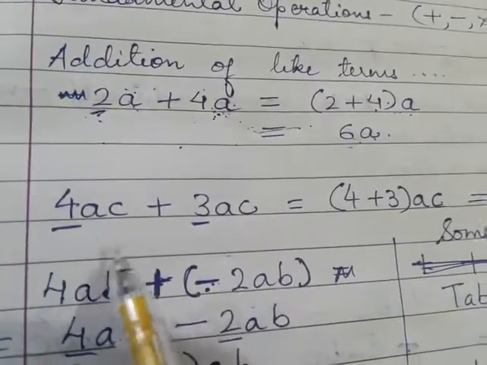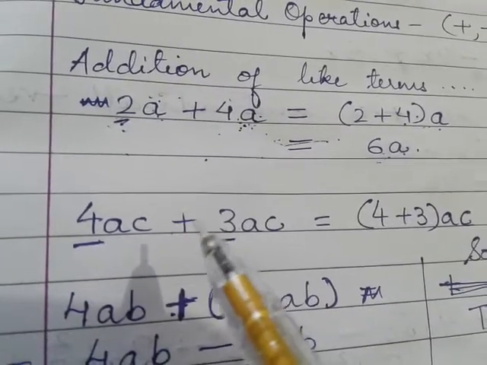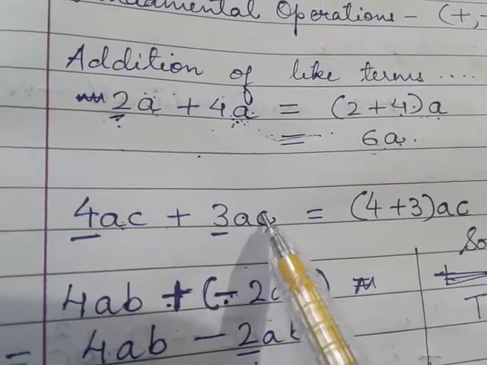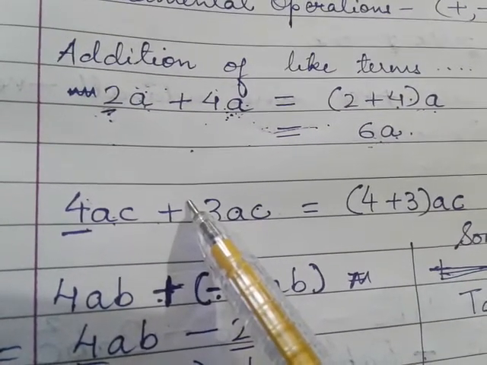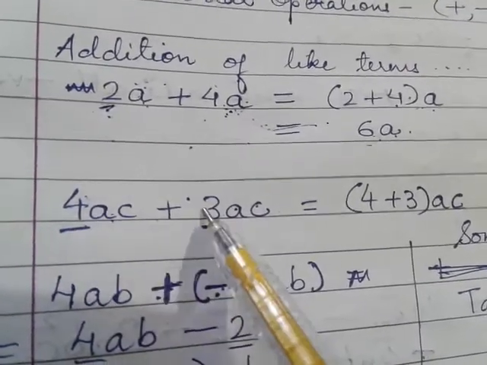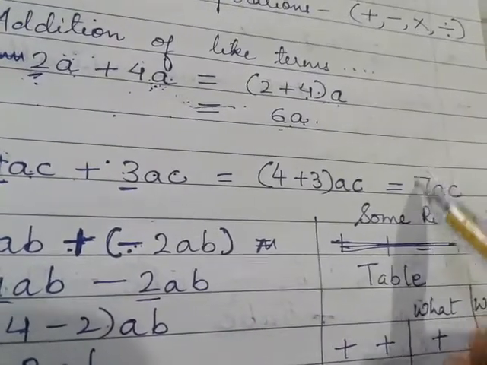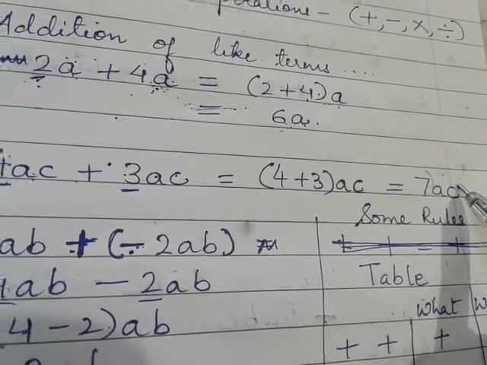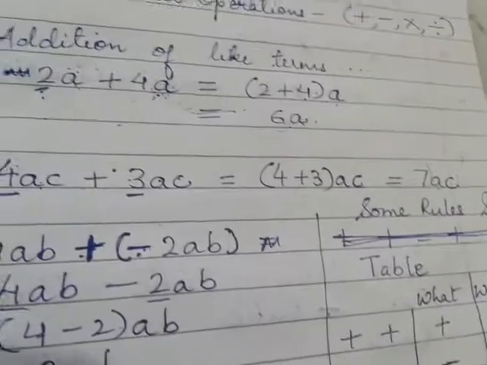Similarly, in the next example, you can see 4ac and 3ac. Check whether they are like terms or not. ac, yes, they are like terms. Since they are like terms, I can add them. So 4 plus 3, 7. You know addition, subtraction, multiplication, division, so the same thing you have to do here also. So 4 plus 3, 7, so here 7ac. If you write only 7, you will get zero marks, because ac is very important. Writing 7ac is very, very important.